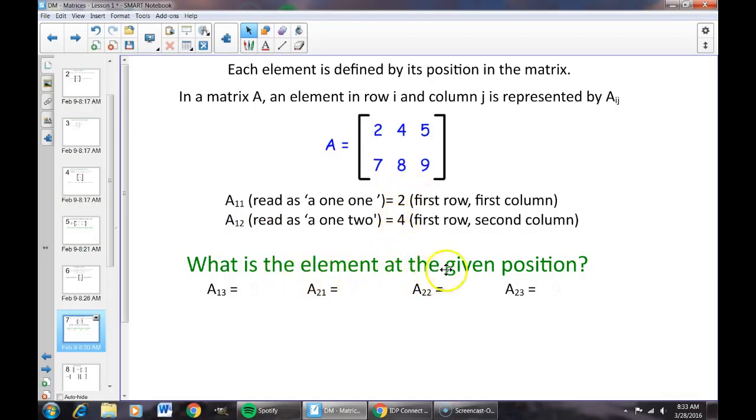So what is the element at the given position? What is the element at A13? That means first row, third column. That number is 5. What element is at A21? That means second row, first column. That element will be 7. A22 will be 8, and A23 will be 9.